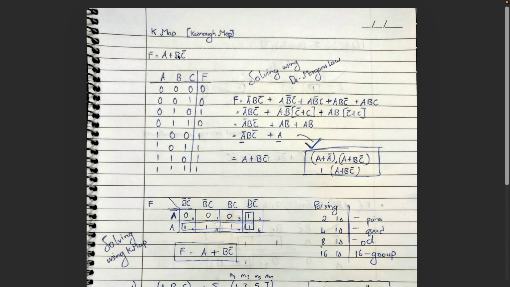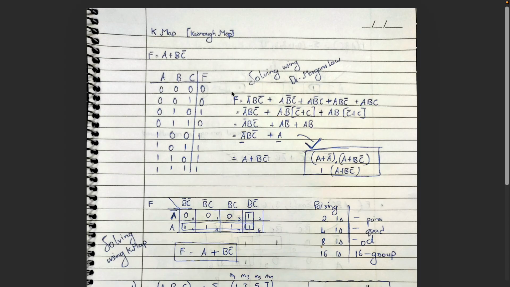Your A is 0, B is also 0, C bar is 1, but when you multiply, it becomes 0. So 0 plus 0 is 0. Here your A is 0 and this is 0, again you get 0. But your B is 1 here and C bar also becomes 1, so your output is 1. In that way, you will solve all the F column.